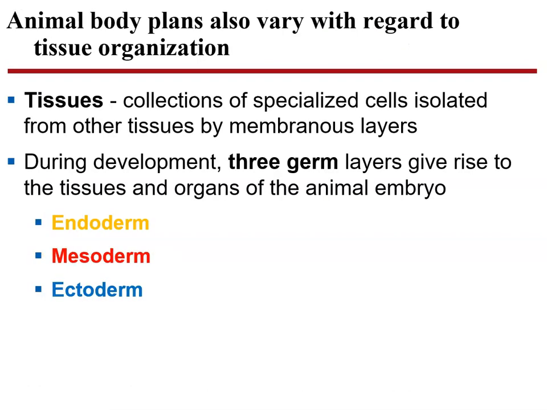So recall in terms of tissues that these animals that we're going to be studying now, the bilaterians, have true tissues. Tissues are groups of cells working together to perform a specific function. During development of a bilaterian, there's going to be three germ layers that give rise to tissues and organs of the animal embryo. And those types of germ layers are the endoderm, the mesoderm, and the ectoderm. Let's have a closer look at those.